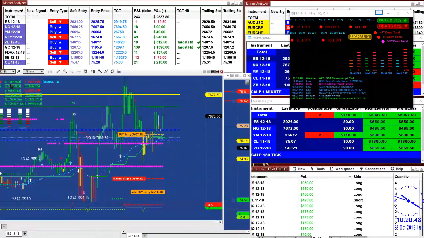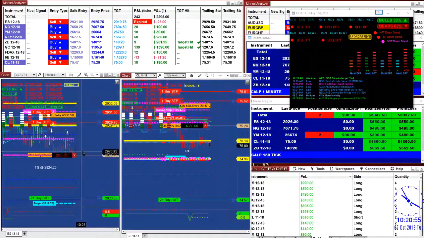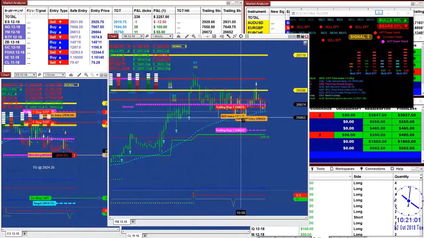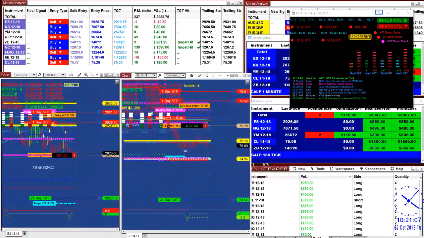It is causing this ES to have a problem right there, and the YM is not helping at all. It is holding its levels on the pullback re-entry. Now it is going back to retest it. So this is a real struggle in the market right now.